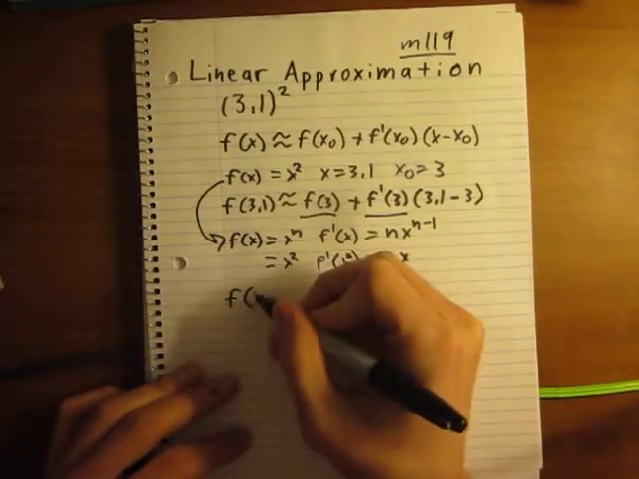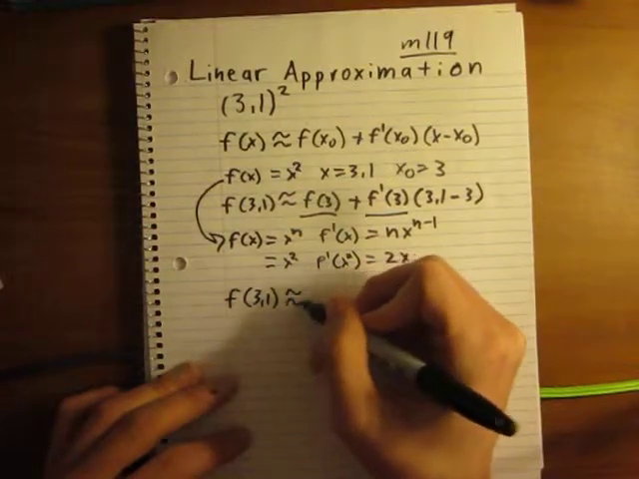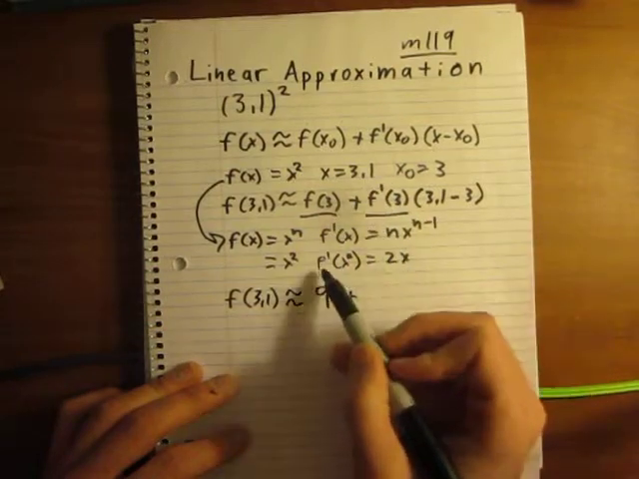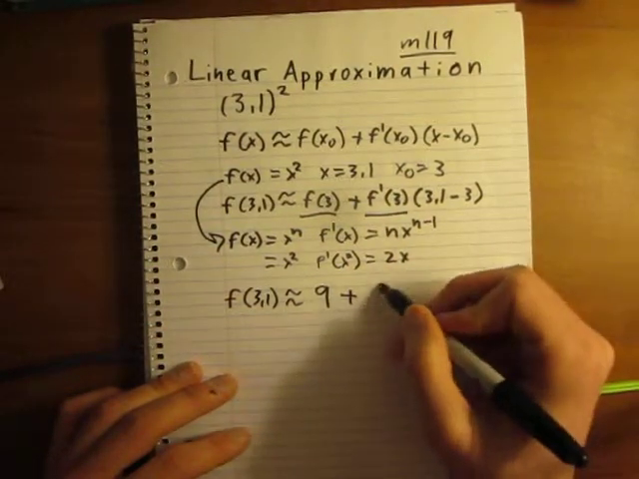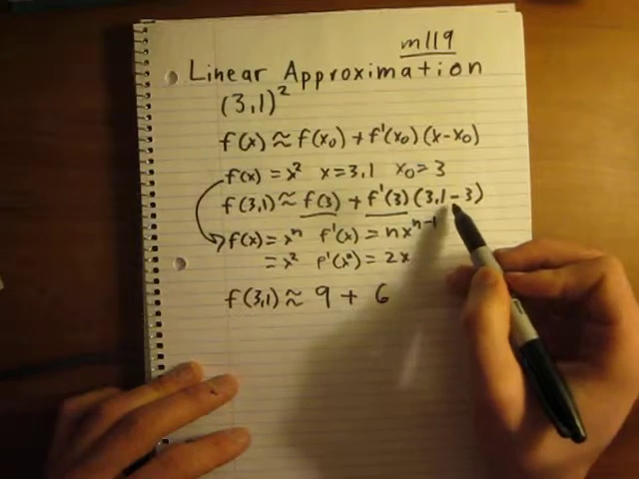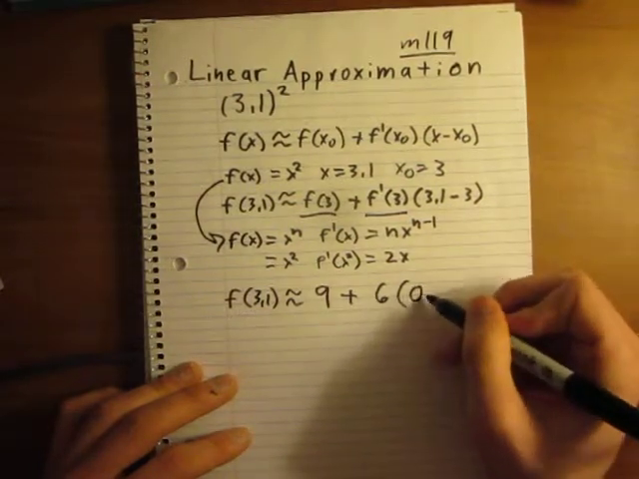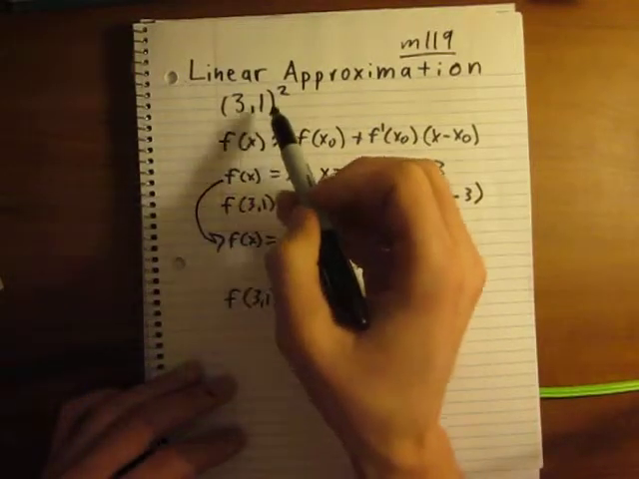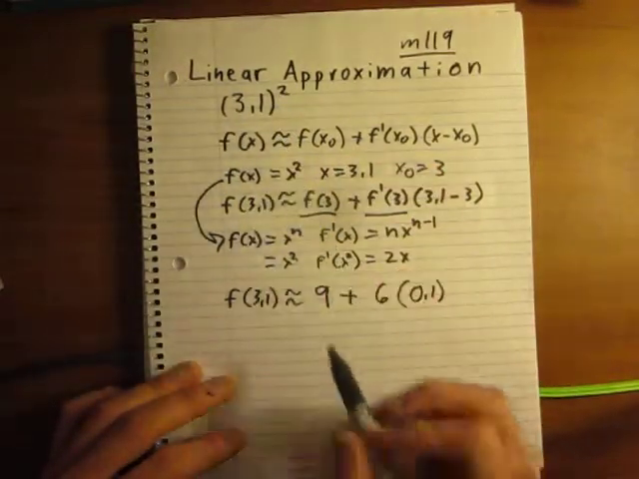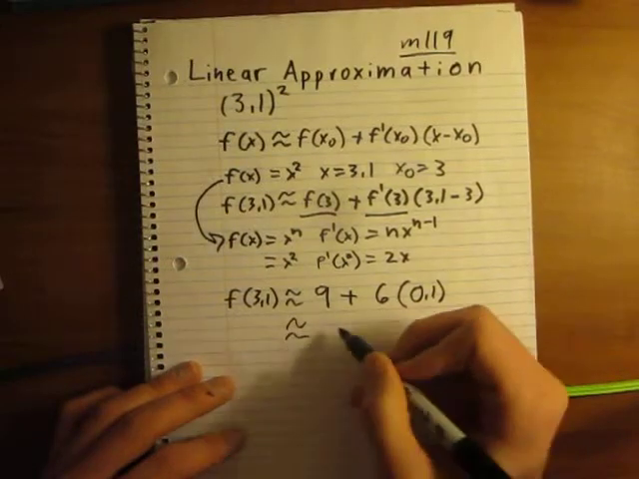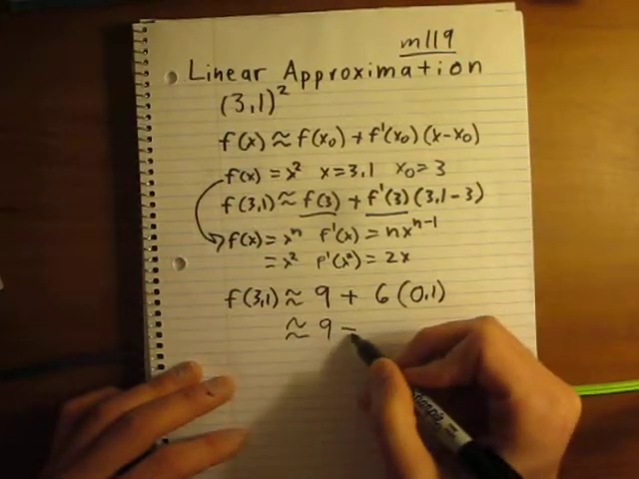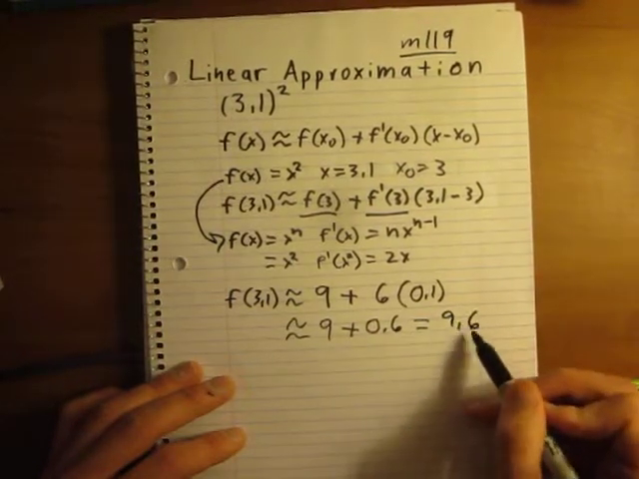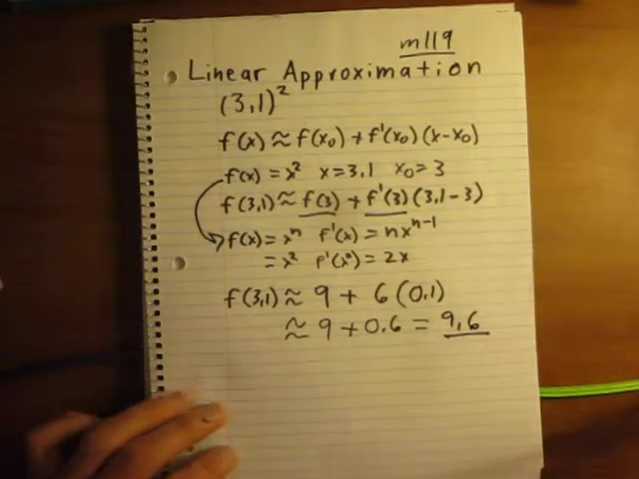So f of 3.1 is approximately equal to 9 plus f prime of 3, which is 2 times 3, or 6, times the difference of 3.1 and 3, which is 0.1. So f of 3.1, which is 3.1 squared, since f of x is x squared, is approximately equal to 9 plus 0.6, which is 9.6. So that's part 1.